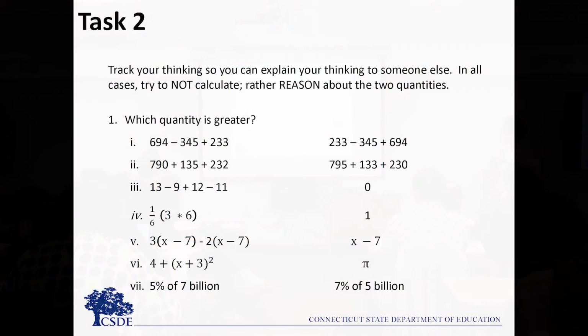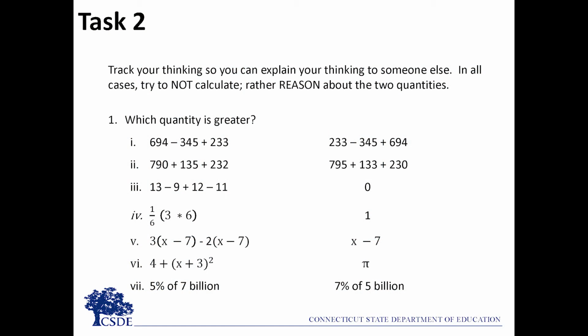So here's another idea in terms of what type of task would promote the structure. This is track your thinking so you can explain your thinking to someone else. In all these cases, try not to calculate. Really hard for kids when they see numbers, right? Rather, reason about the two quantities. So here are our quantities. Which one of these is greater? That is about seeing structure, okay? For instance, this one: 3 times that quantity minus 2 times that quantity, or just that quantity. Guess what? These are equal, because I see the structure there.